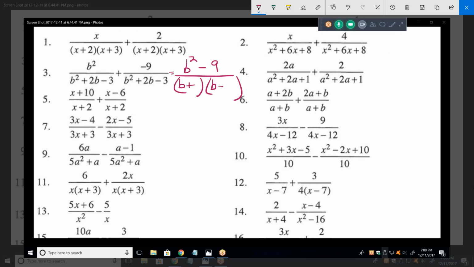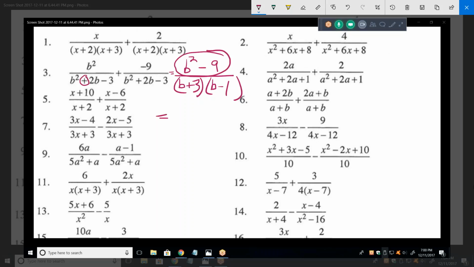Now, where does the 3 go? With the plus sign or the minus sign? The larger of the factors goes with the sign of the middle term. The sign of the middle term is plus. So the 3 goes with the plus, the 1 goes with the minus. Now, we're not quite done because we can factor that.